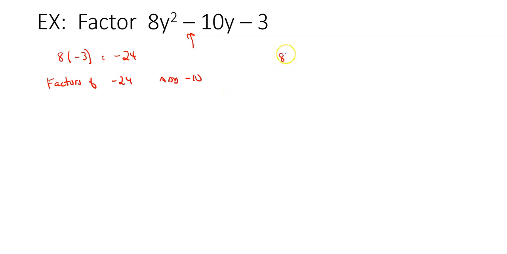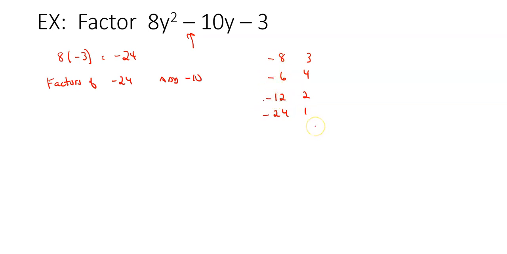Well, factors of 24: 8 and 3, 6 and 4, 12 and 2, 24 and 1. Right, if they have to add up to be negative 10, then they're going to have one number bigger than the other. And so I'm looking for factors of negative 24 with the bigger one negative.